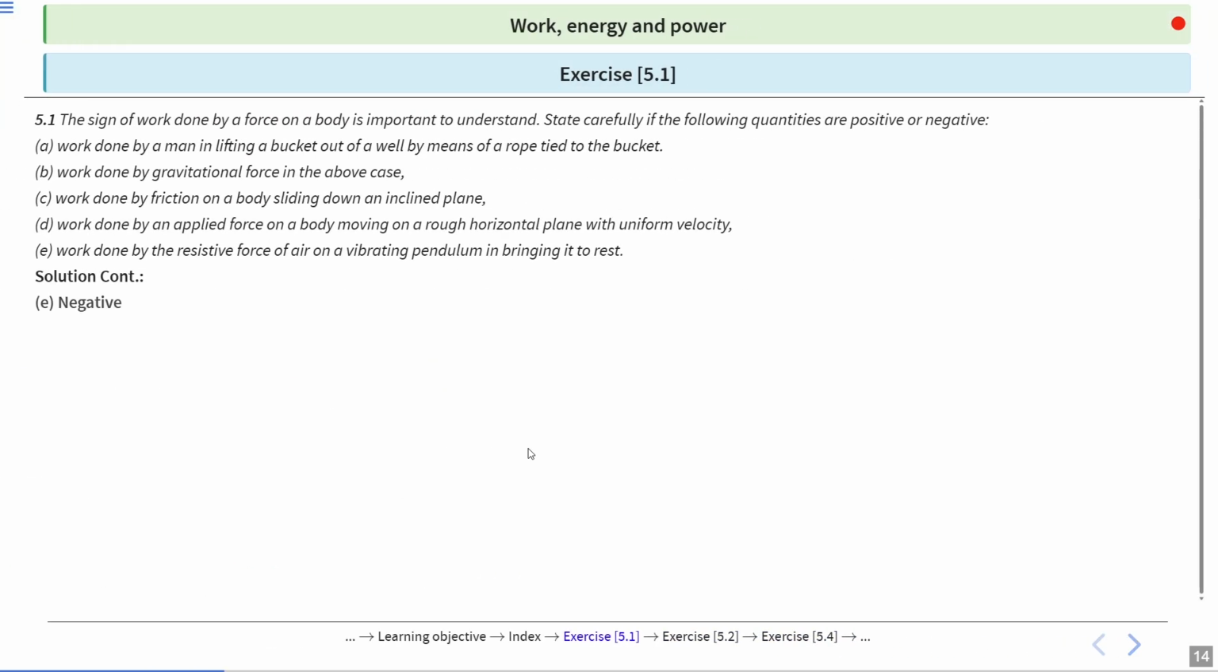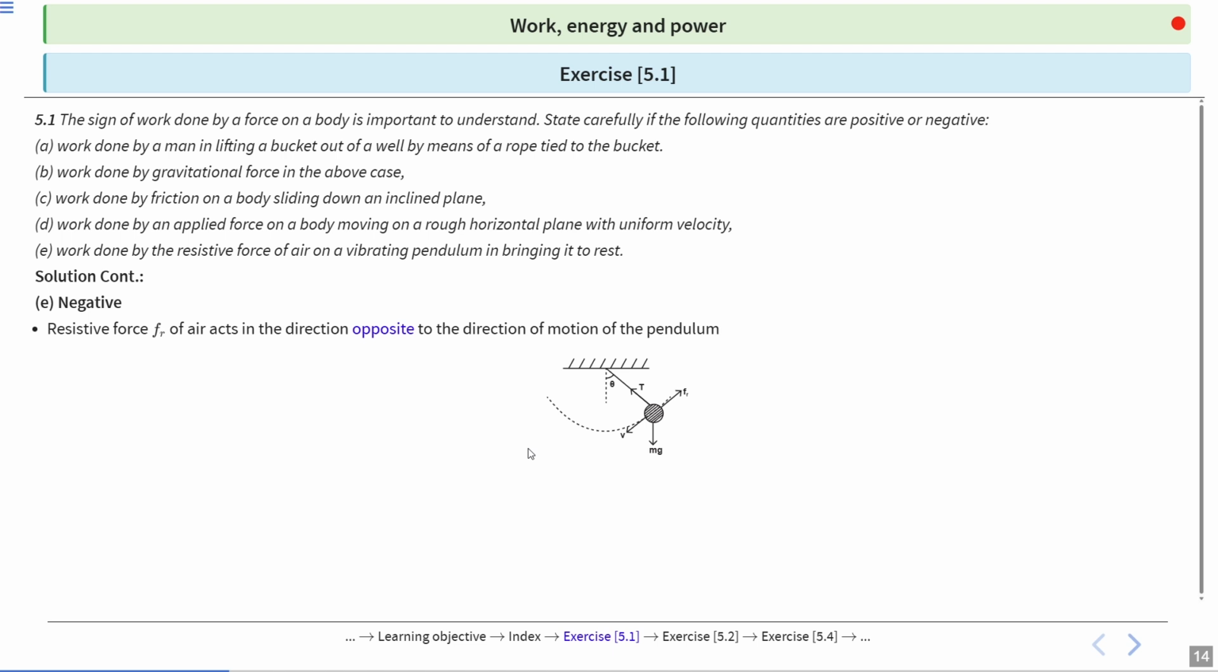Now E. Work done by the resistive force of air on a vibrating pendulum in bringing it to rest. So the answer is negative. The resistive force here, that is Fr of the air, acts in the direction opposite to the direction of motion of the pendulum. The direction of the pendulum is backward, so the resistive force will act in the forward direction because both are opposite to each other. Hence the work done is negative in this case.